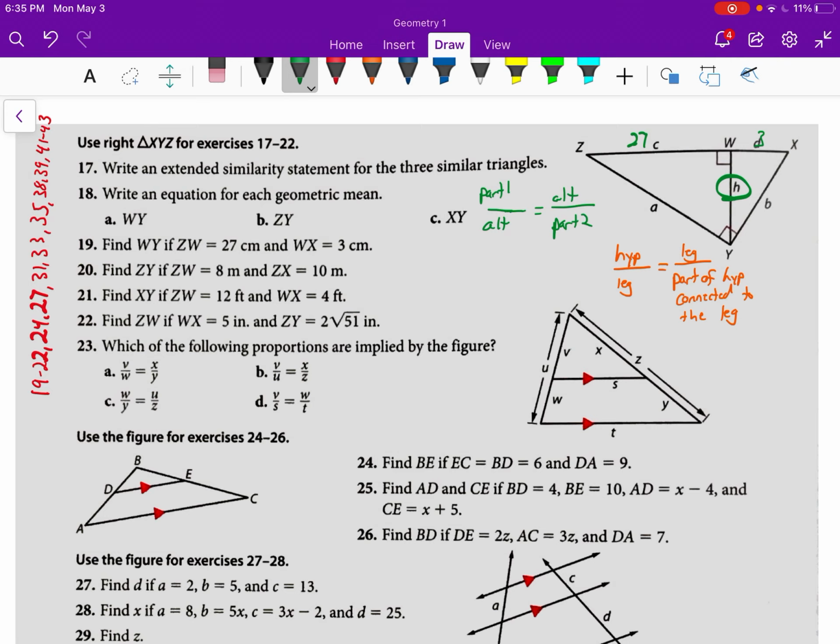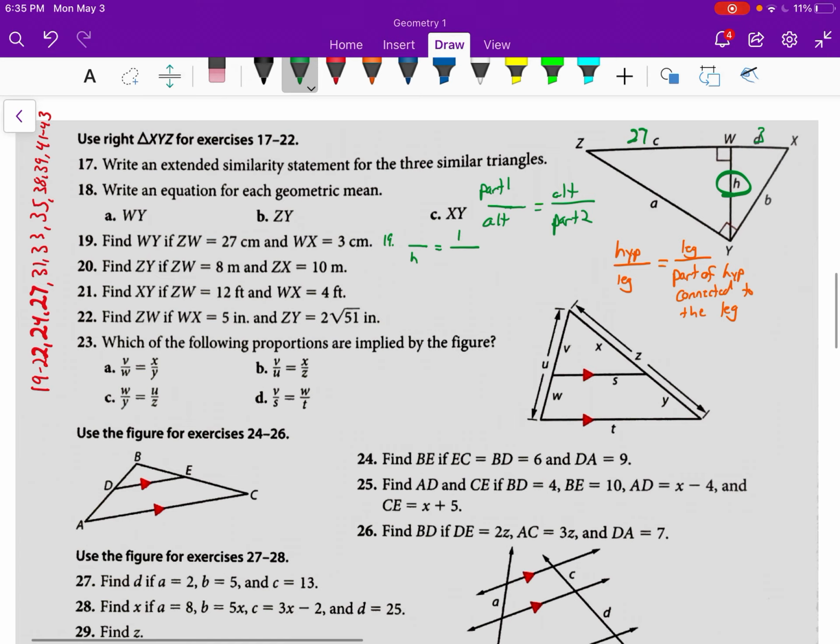So for 19, we know the altitude is the geometric mean. So we're going to use this green formula here. So we put H here and here. And what are the two parts of the hypotenuse? Well, one is 27 and one is 3. We cross multiply. H squared equals 81. Take the square root of both sides, and we get H is equal to 9. So for number 19, we get H equal to 9.